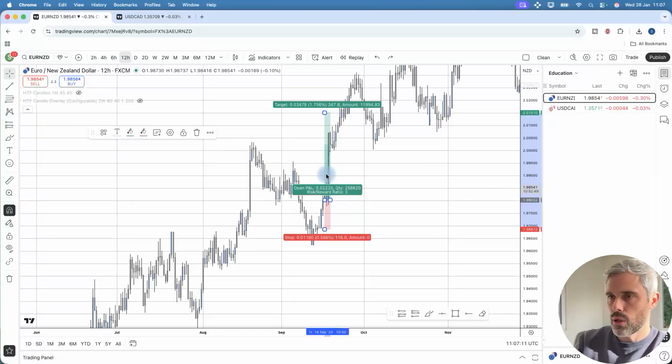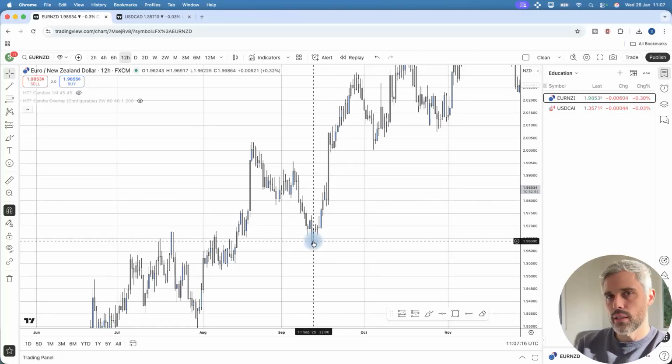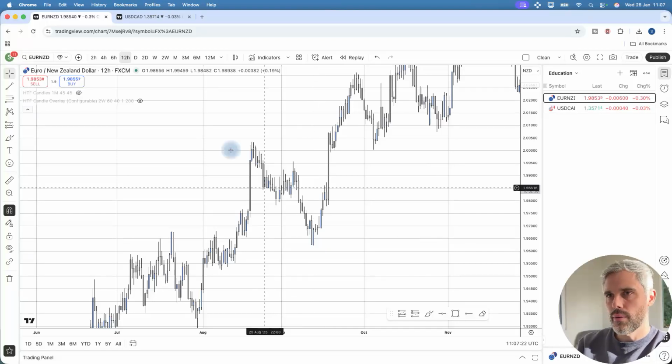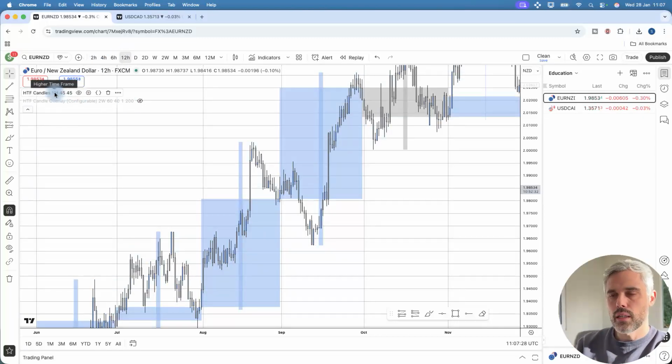So let's take a look at what's going on. I'm using 12-hour price action, and I want to play trades on the 2-weekly and monthly time frame. Sometimes I'll use the weekly, but I'm not going to cover that here. First things first, I'm going to overlay onto my 12-hour price action the monthly chart.